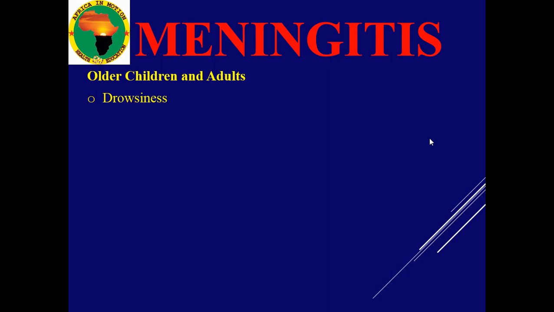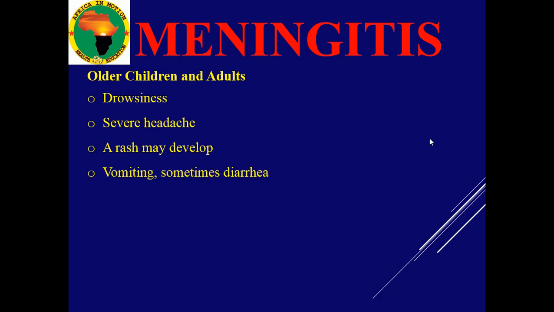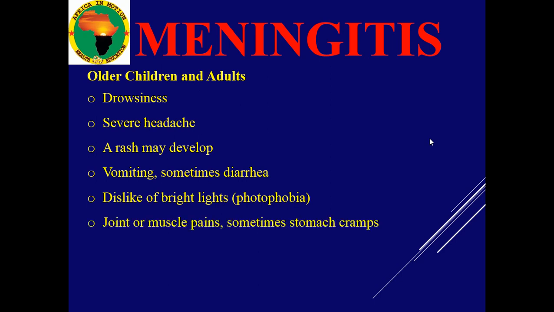For older children and adults, drowsiness is common. The patient might be drowsy. Severe headache is very common with meningitis. The rash might develop as well. Vomiting, sometimes diarrhea, and the patient will dislike bright lights. That's what we call photophobia. The joints and the muscles will be very painful, and sometimes stomach cramps.